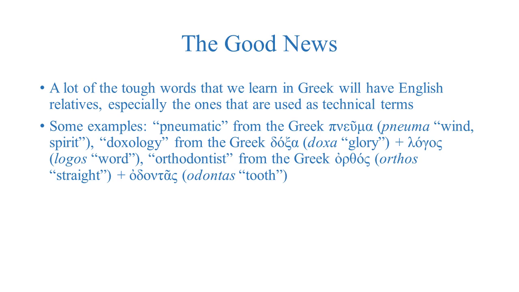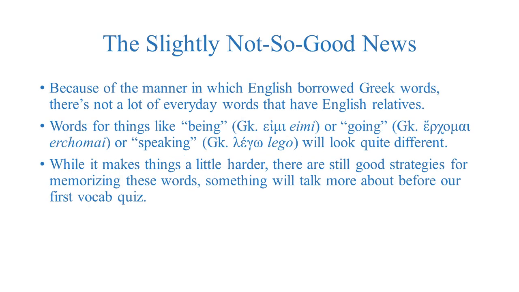Some examples of this are the word pneumatic, which is from the Greek pneuma, which means wind or spirit, doxology, which is from the Greek doxa, glory, plus logos, word, even something like orthodontist, which is from the Greek orthos, straight, plus odontos, tooth.